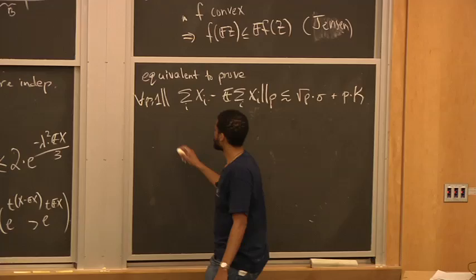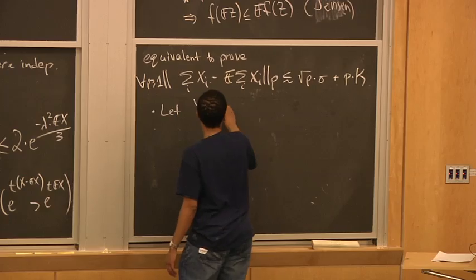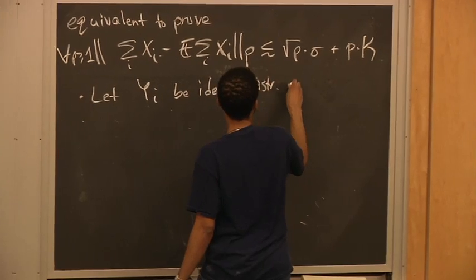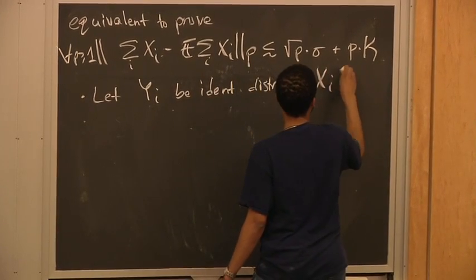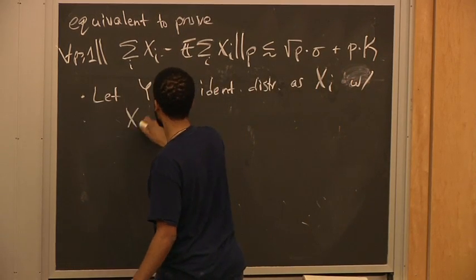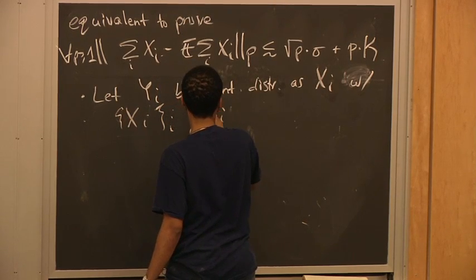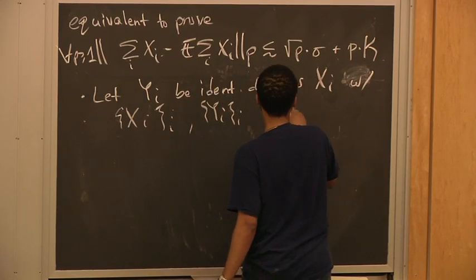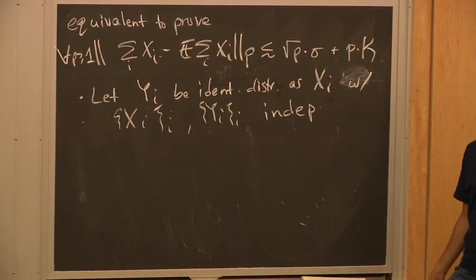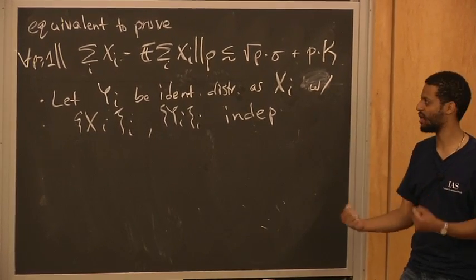Okay, so let Yi be identically distributed as Xi, with X1 through Xn and Y1 through Yn independent. So now we have two sets of n random variables, X1 up to Xn and Y1 up to Yn, and Xi and Yi are distributed exactly like each other.